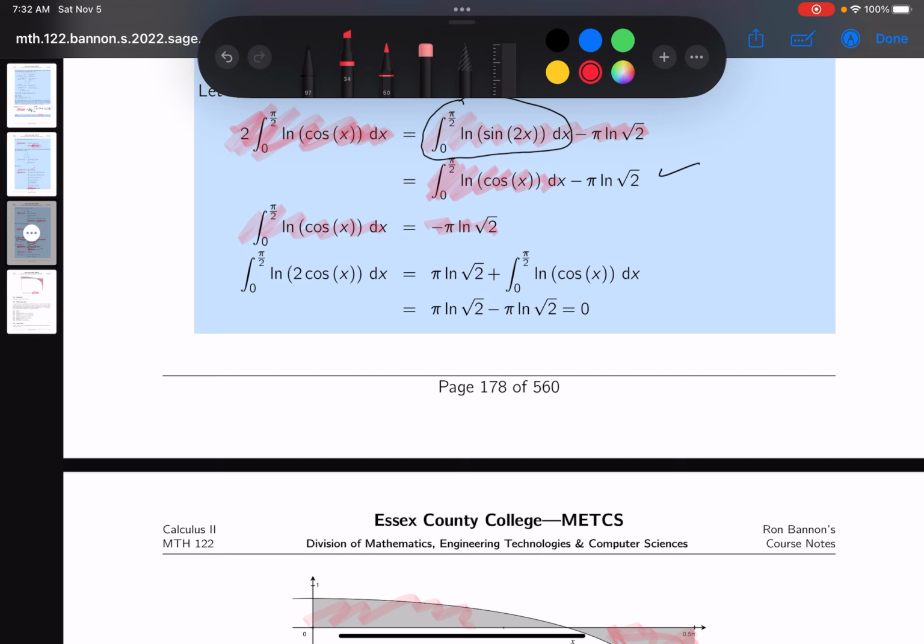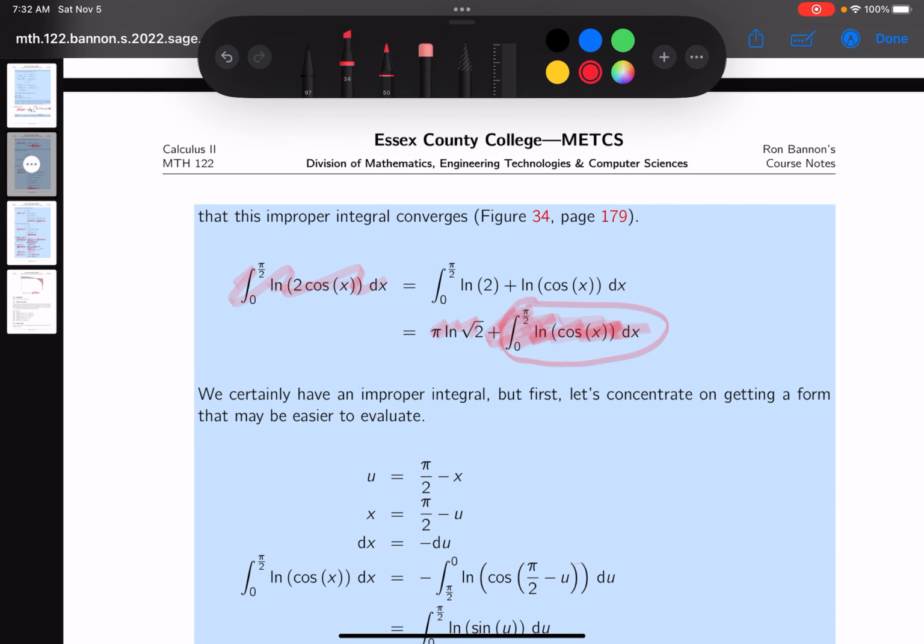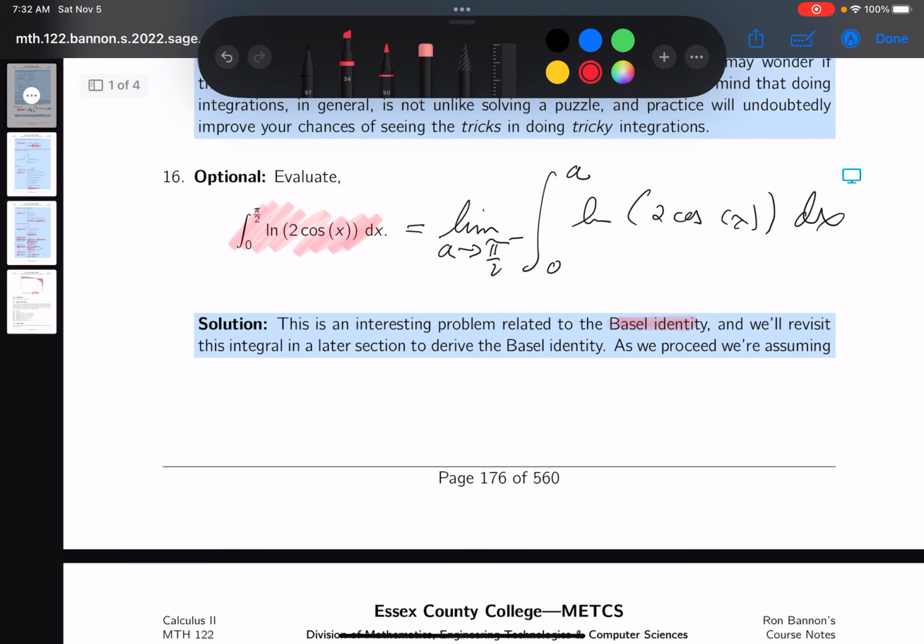Let me just make sure I'm saying that right. We're doing this over here now. We had this plus this. What was this thing over here? It turned out to be this thing. We just did that. What does this give me? 0. So now I know my integration. The original integration over here, that this integration that they asked me to do from 0 to pi over 2 of ln(2 cosine x) dx is equal to 0.